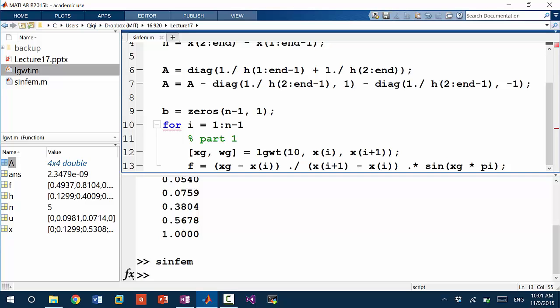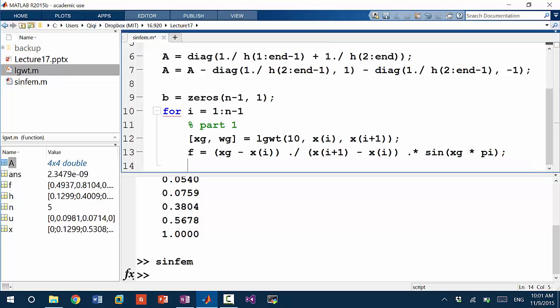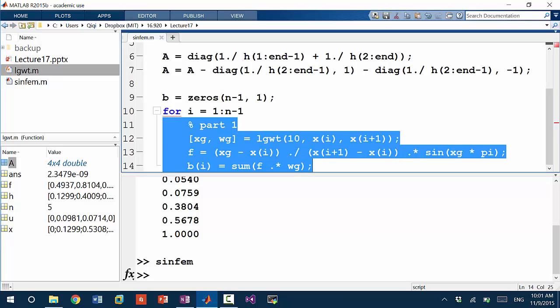Is that right? That's the value of the function at xg. I want to integrate the basis function times the right hand side. So b of i is equal to the sum of f times wg. That finished our Gauss quadrature. And then we go to our second part.